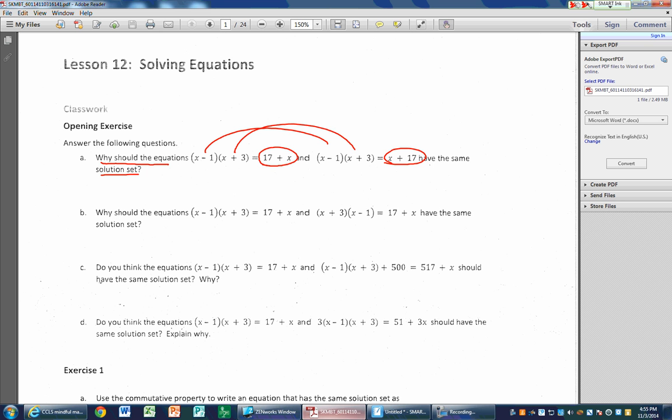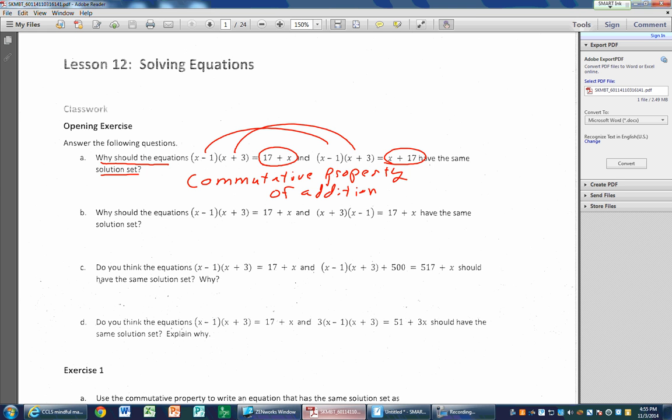And if you wrote down the fact, then you are right. It's the commutative property of addition. We commuted, or we changed the order of one small part of it.